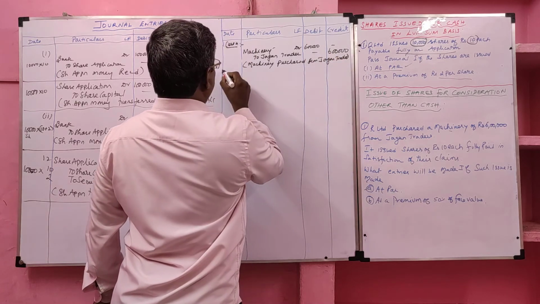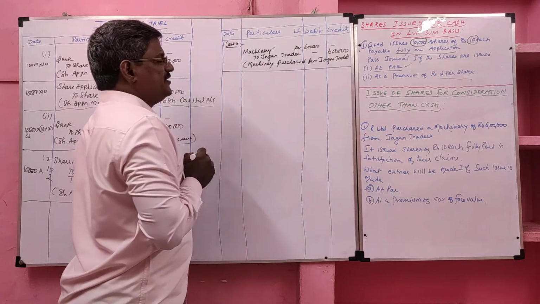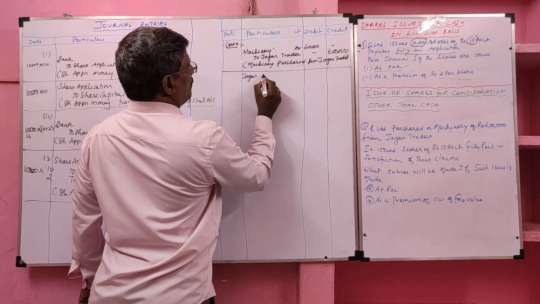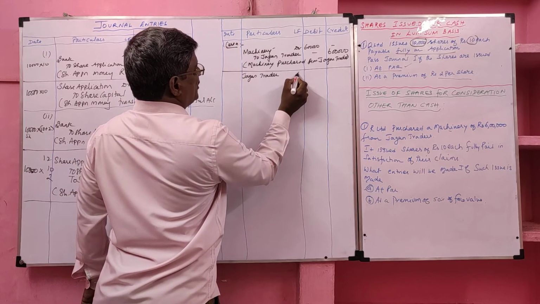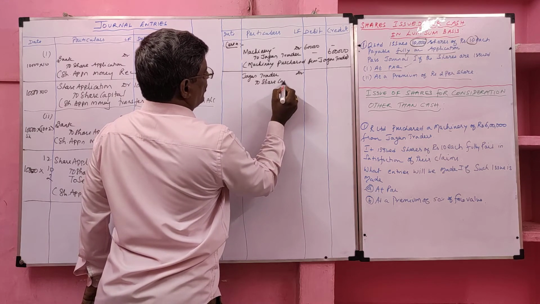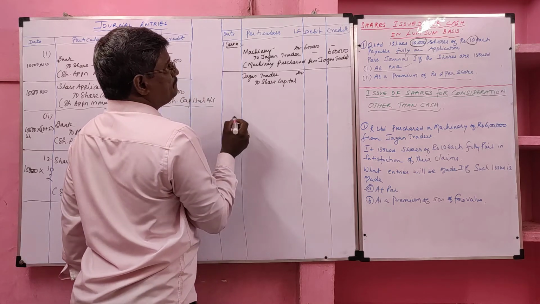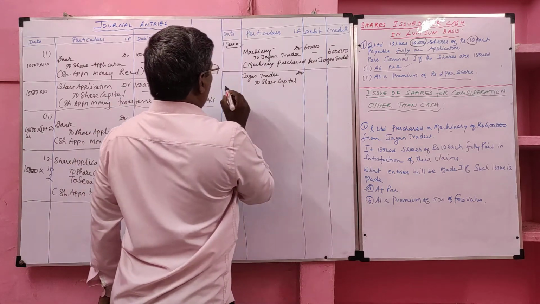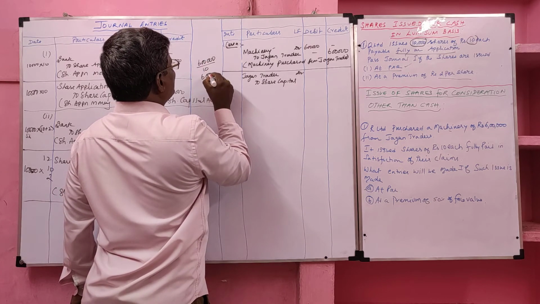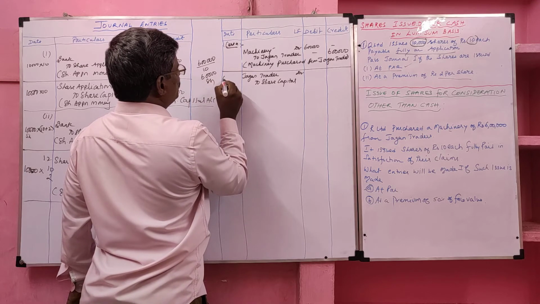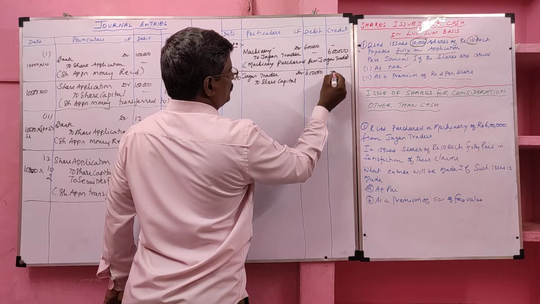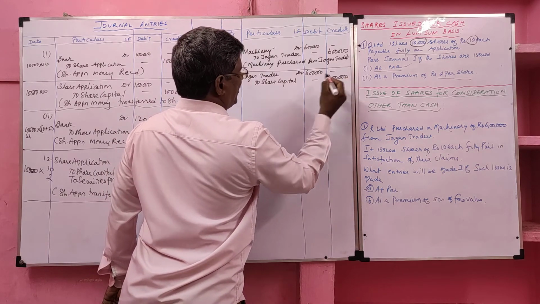Now we are going to discharge the purchase consideration. The Jagan Traders account is settled by issuing shares. So Jagan Traders account debit to share capital. How much? Each share value 10. The total worth how much? 6 lakh. 6 lakh divided by 10. So how many shares can the company issue? 60,000 shares. So 60,000 shares into 10, 6 lakh worth of shares issued for the consideration of machinery purchased.